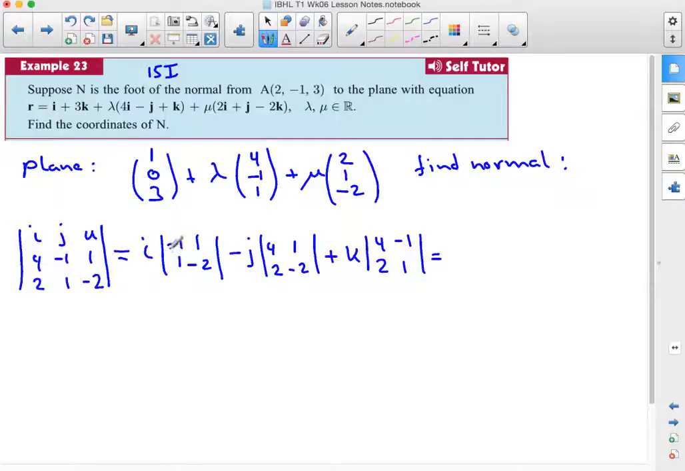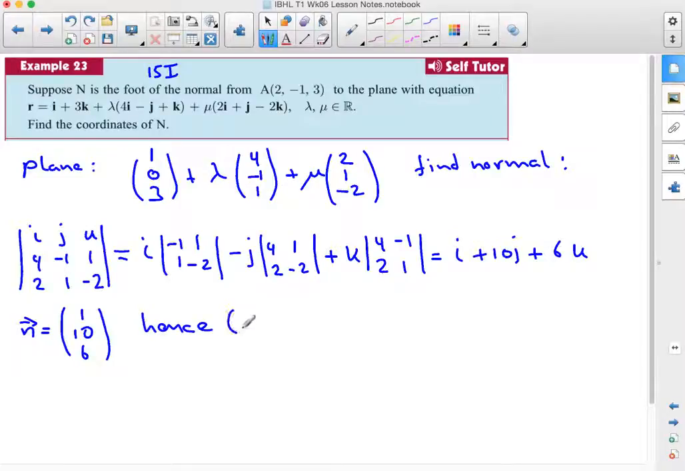Which comes down to 2 take away 1 is 1i, and then it's going to be negative 8 take 2 is negative 10 with a negative up front. That will be 10j, and then we will have 4 take away negative 2, that's 6k. So our normal vector n is the vector 1, 10, 6. Hence, we can now find the line AN.